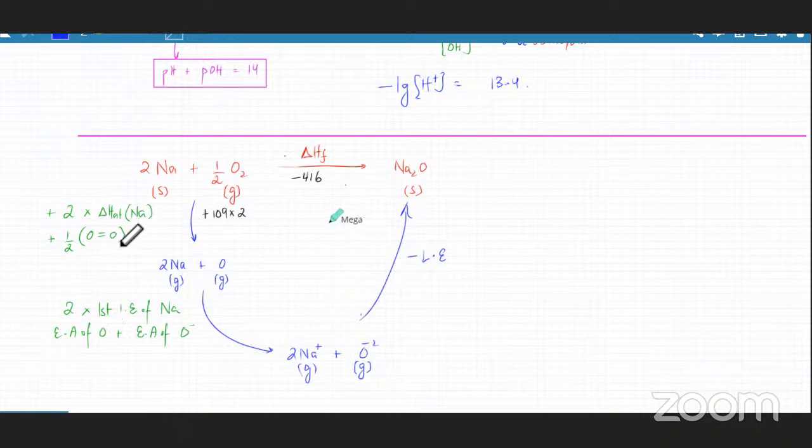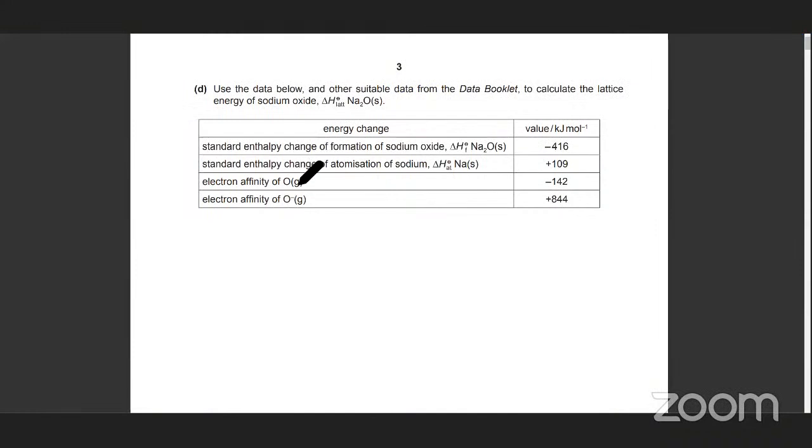That value is given in the data booklet. That's 496 into half. And then you have to look at the electron affinity of oxygen and oxygen minus 1. That's also provided over here, which is minus 142.